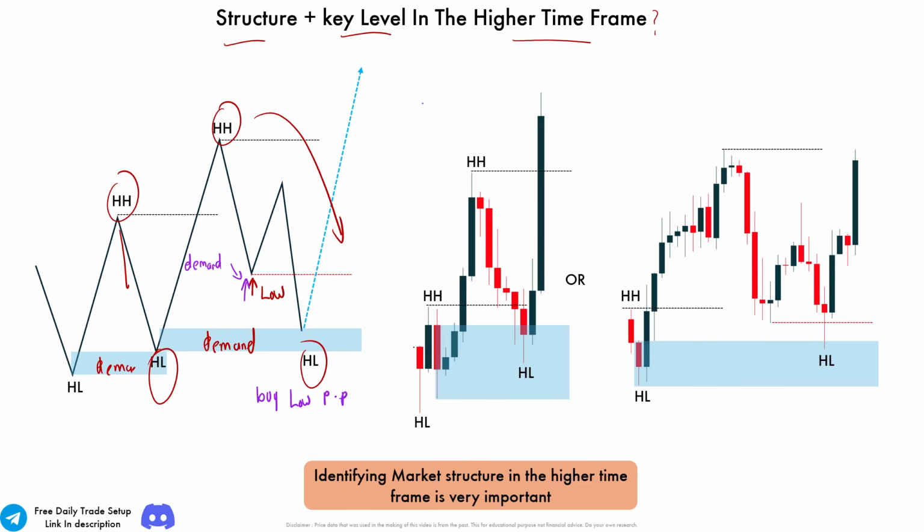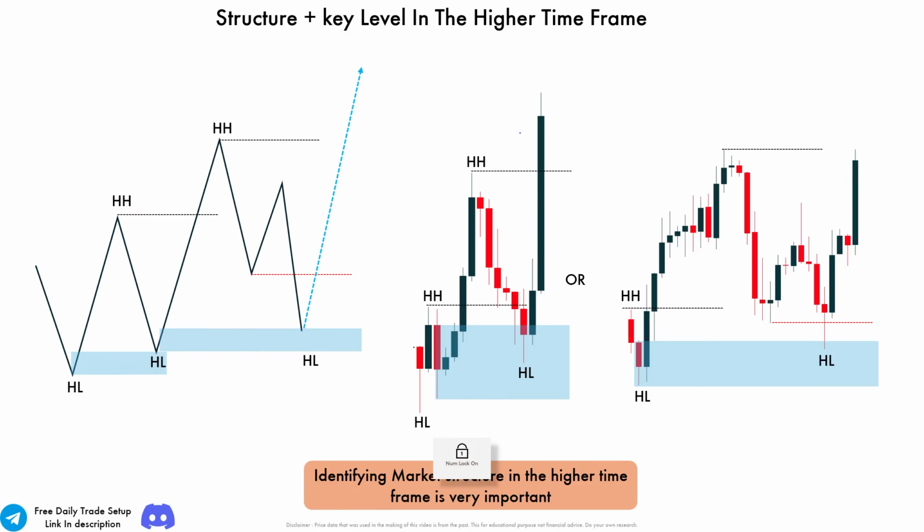And you can clearly see from the candlestick patterns that the structures are different. On the first one, we have a higher high, another higher high, and then higher lows, and then we have the demand zone. But here we have the higher highs, but we have the internal low.